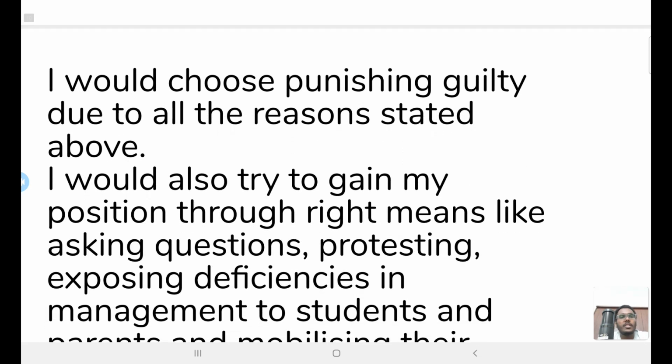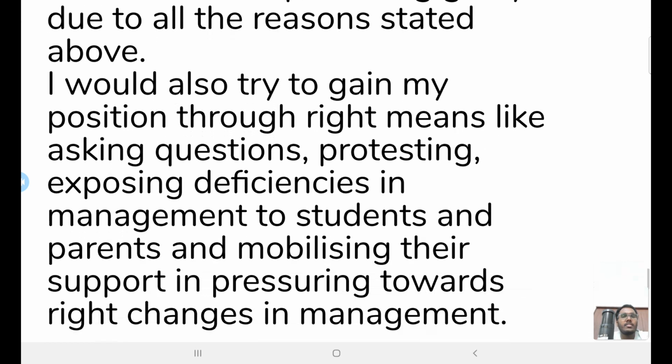So I would choose punishing the guilty due to all the reasons stated above. So again, you need not state all the reasons again. If you write this one statement, it's enough, because we have to go further in our answer, and there is a word limit and time limit. So I would also try to gain my position through right means. So this is what I do.